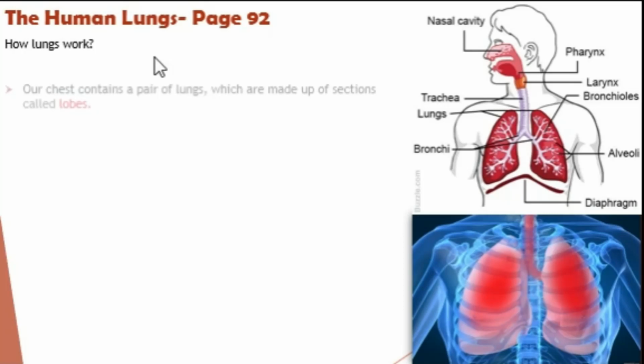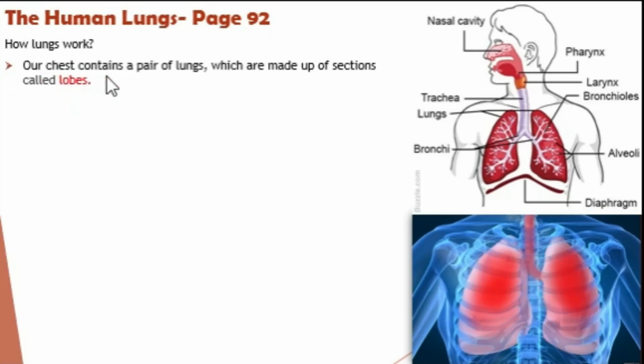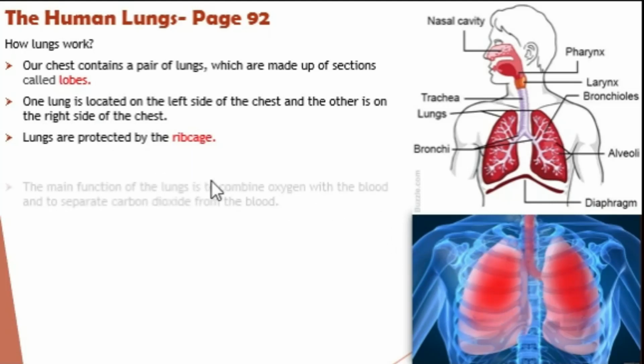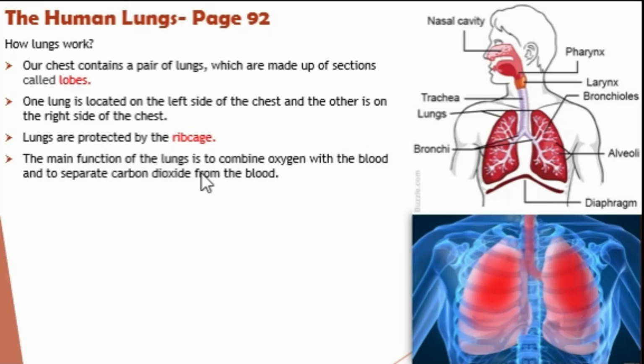How lungs work. Our chest contains a pair of lungs which are made up of sections called lobes. One lung is located on the left side of the chest and the other is on the right side of the chest. Lungs are protected by the rib cage. The main function of the lungs is to combine oxygen with the blood and to separate carbon dioxide from the blood.